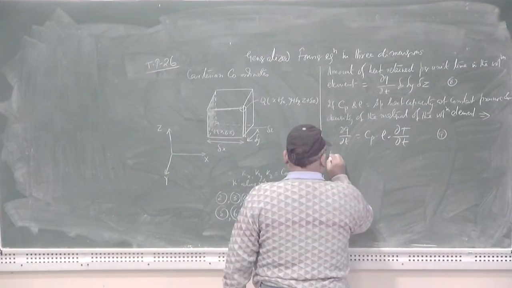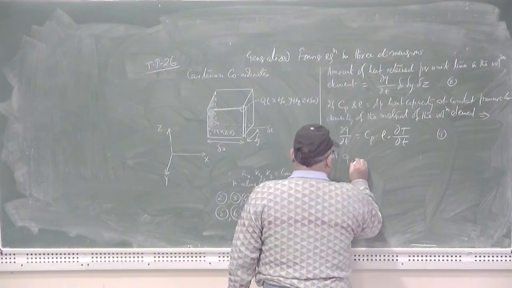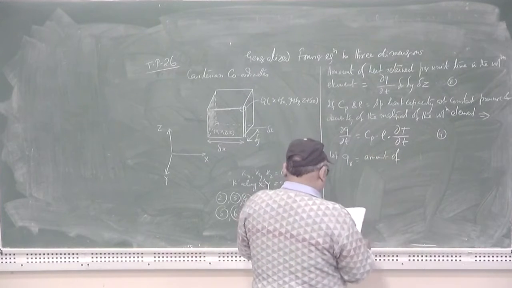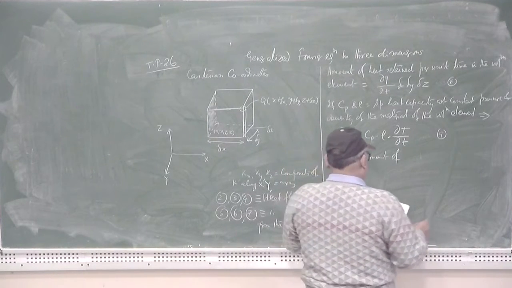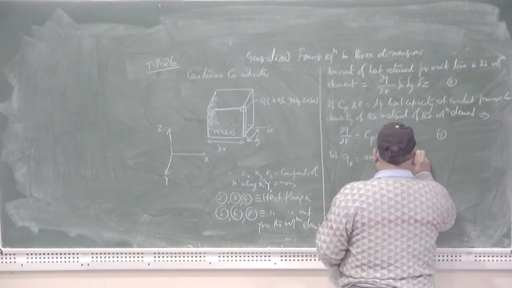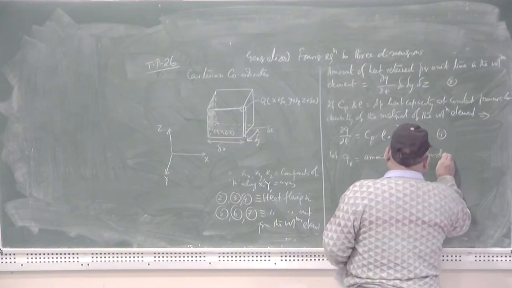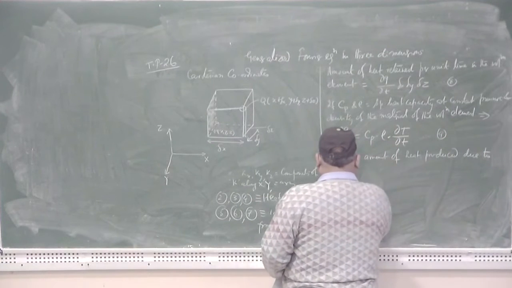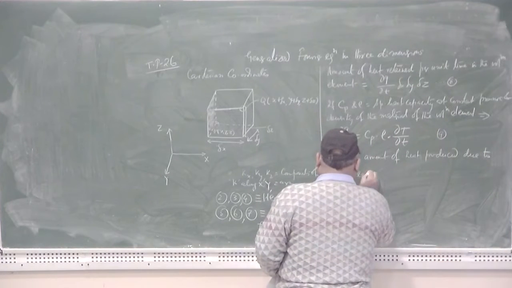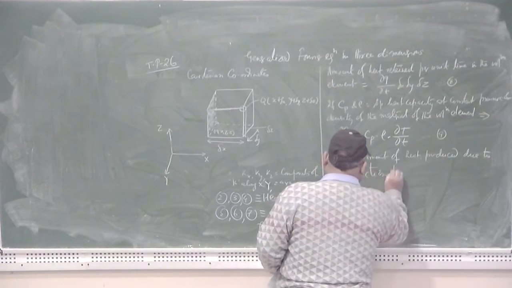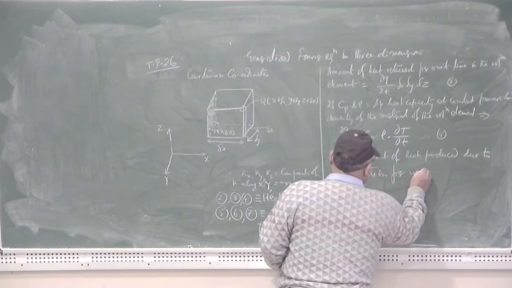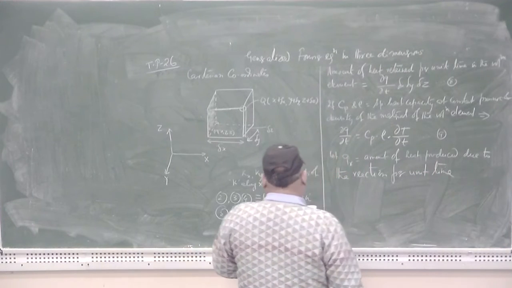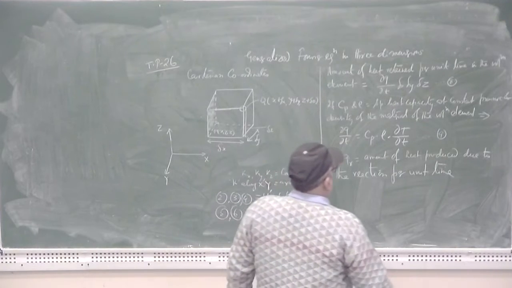and let QR be the amount of heat produced due to the reaction per unit time, equation number 10.